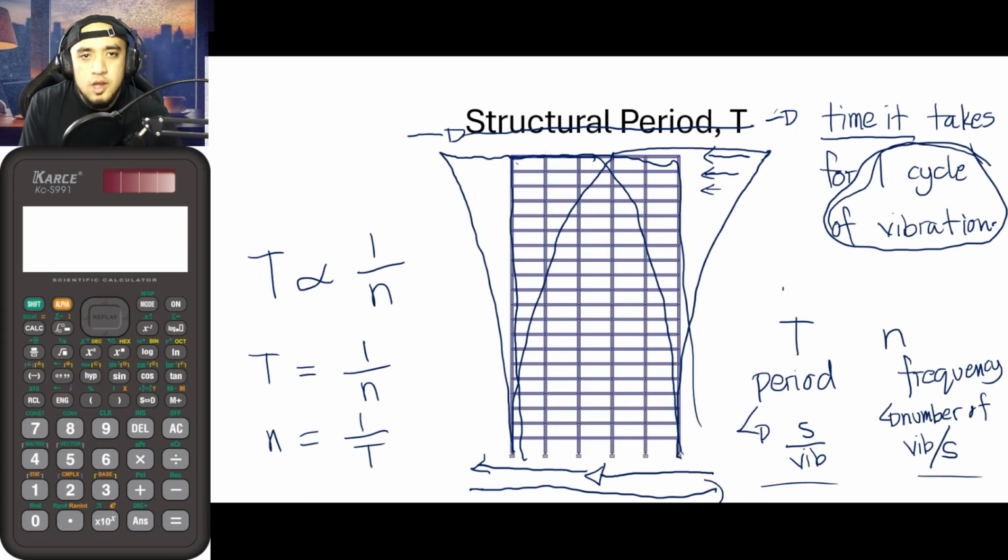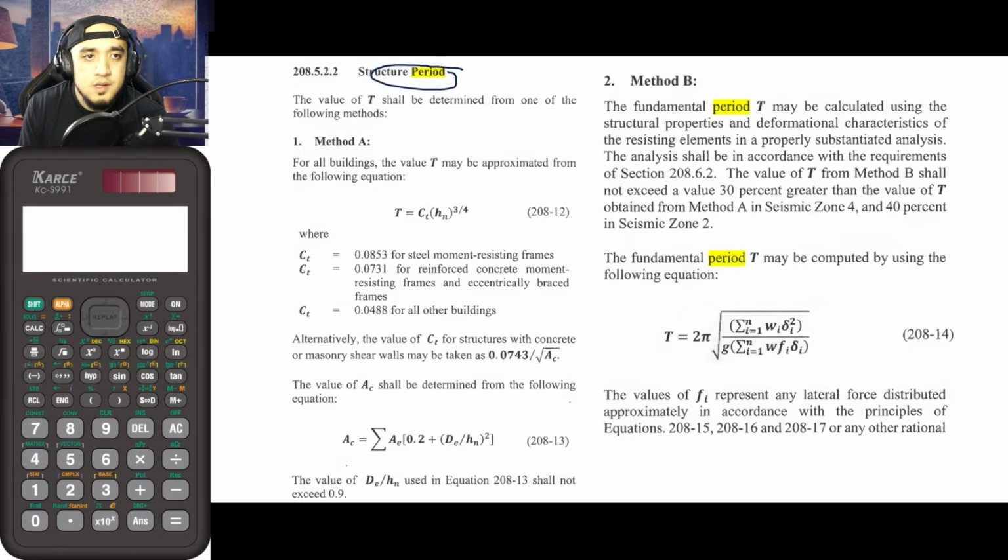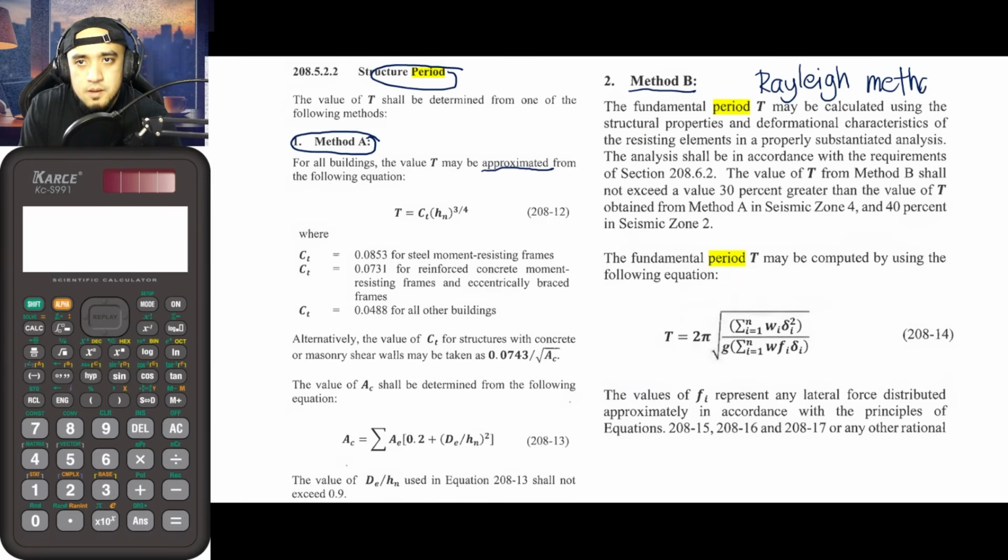Okay, so how can we now solve for the structural period? We have three known methods. We have method A, which is just, I mean, this is the easiest. However, this is just an approximation, meaning that this has the least accuracy between the methods I would be telling you. Then aside from method A, we have method B. So we have Rayleigh method. And this is the formula that you will be using there.